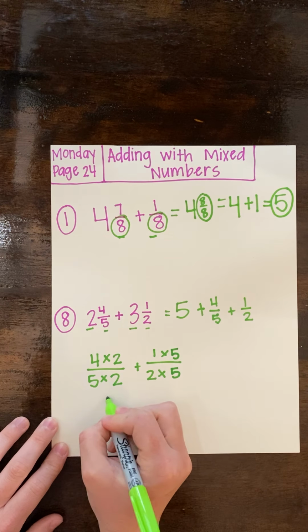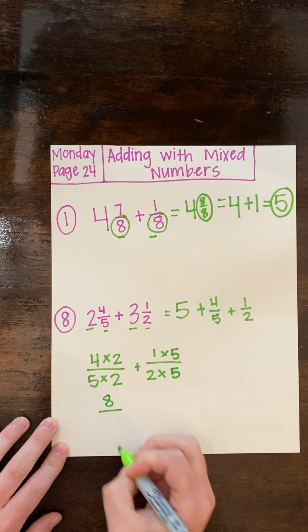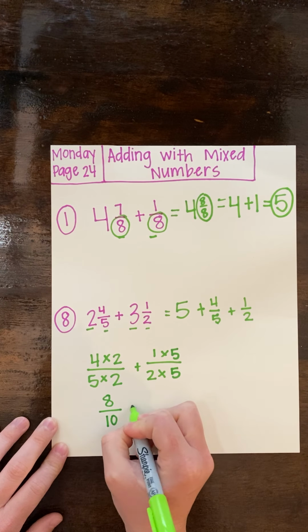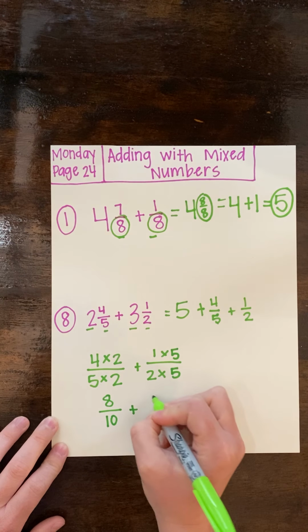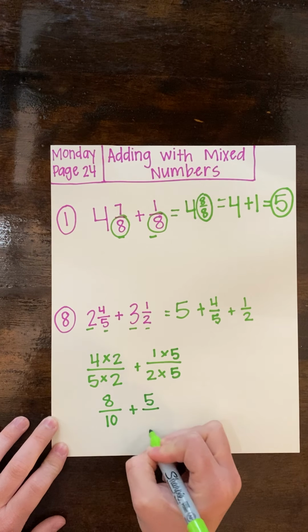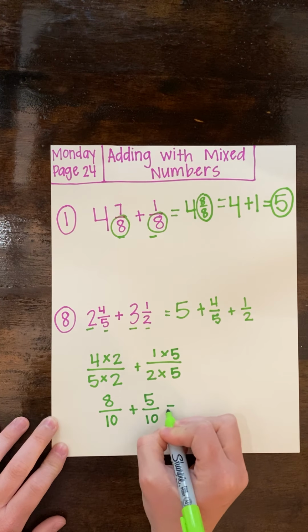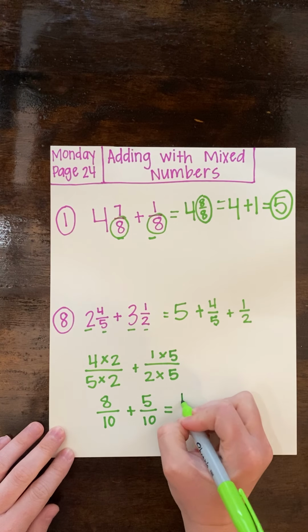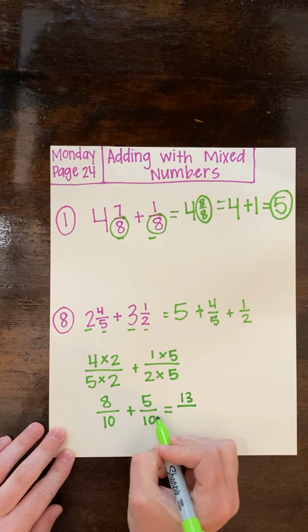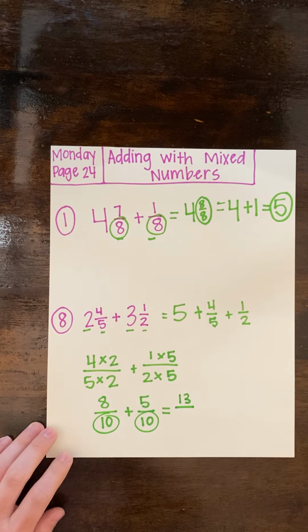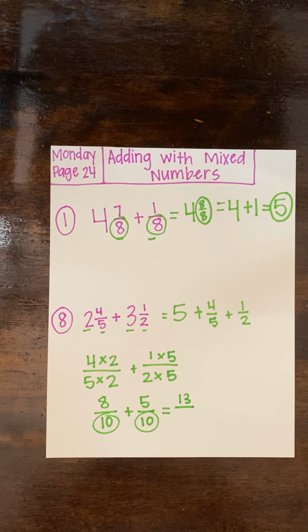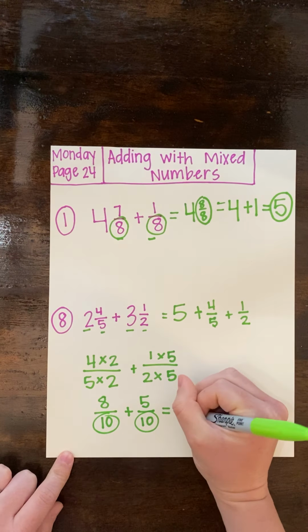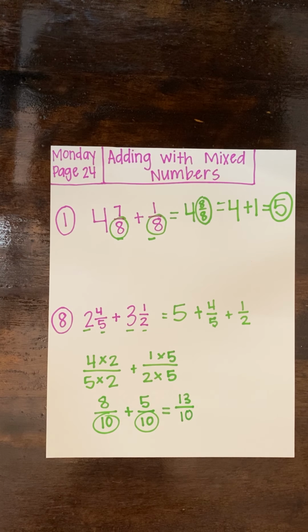4 times 2 is 8. 5 times 2 is 10. 1 times 5 is 5. And 2 times 5 is 10. So now I have 8/10 plus 5/10. 8 plus 5 is 13. And my denominator will stay the same. I'm not adding those two tens together. Now that I have the same denominator, I'm going to leave it. So 13/10 is what this is equal to.